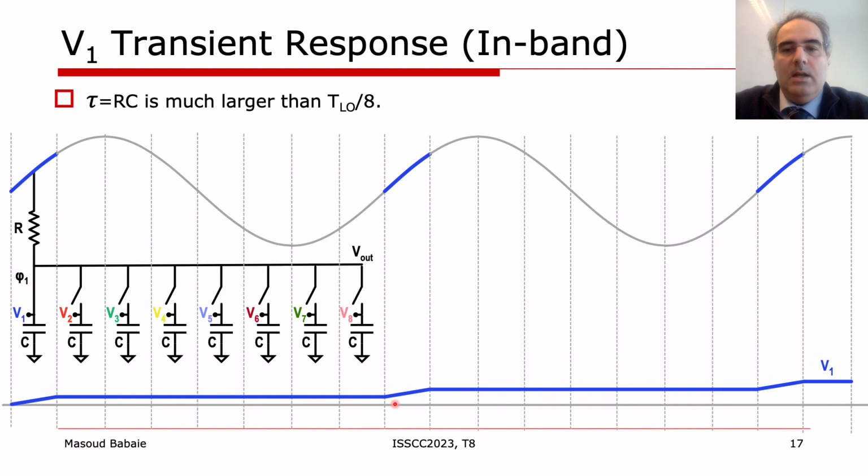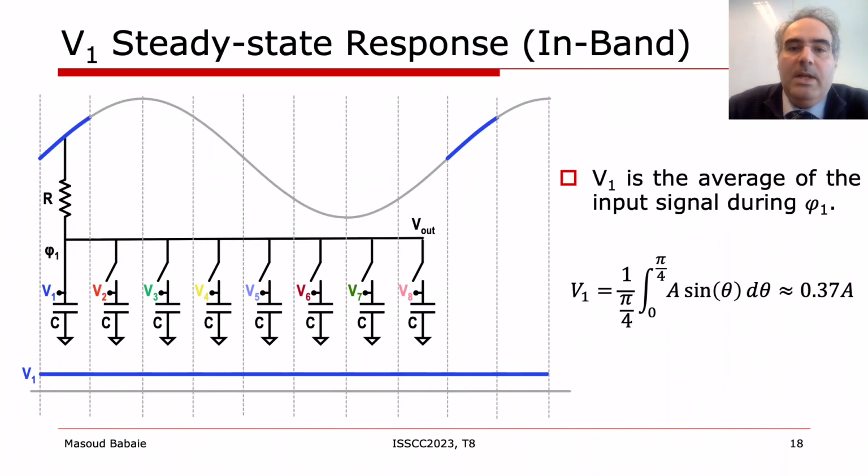In the next clock period, the same part of the sine wave in blue again starts charging the capacitor and the capacitor voltage increases slightly. This procedure repeats in all clock cycles. After many clock cycles, we reach the steady state in which the capacitor voltage is equal to the average value of the blue part of the sine wave.